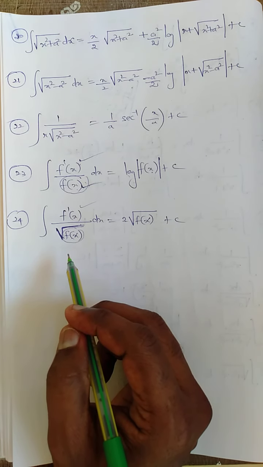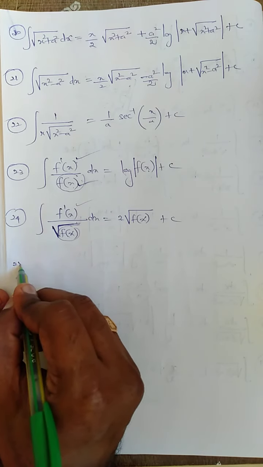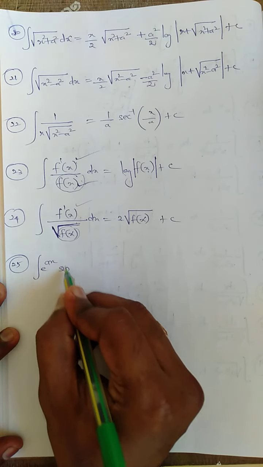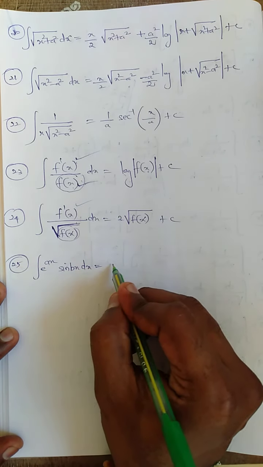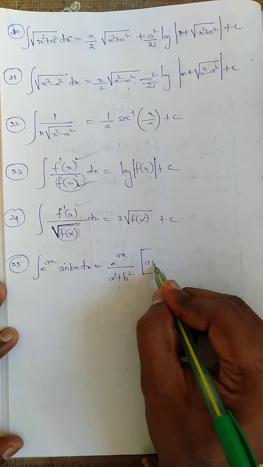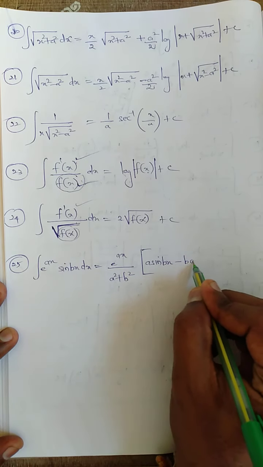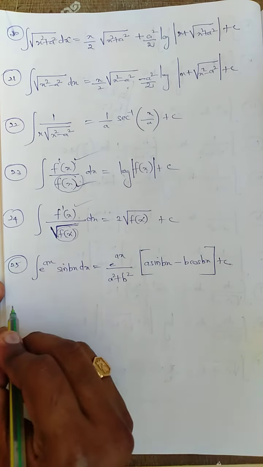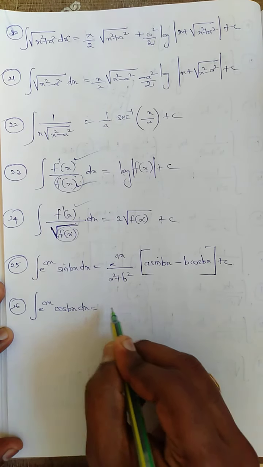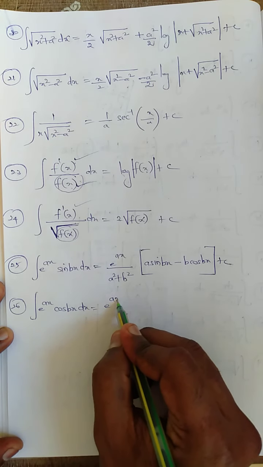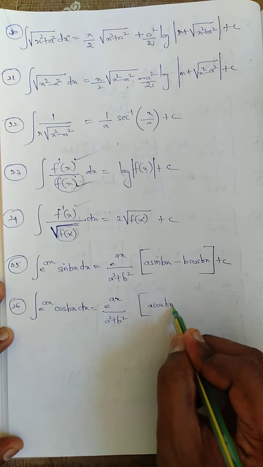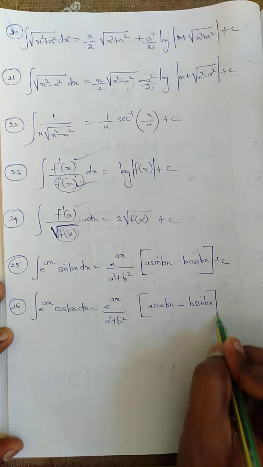Another formula, which is one of the important formulas, formula number 25: the integration of e power ax sin bx into dx is equal to e power ax divided by a square plus b square, open the bracket, a sin bx minus b cos bx, plus c. Formula number 26: e power ax cos bx into dx is equal to e power ax divided by a square plus b square, open the bracket, a cos bx minus b sin bx, plus c.